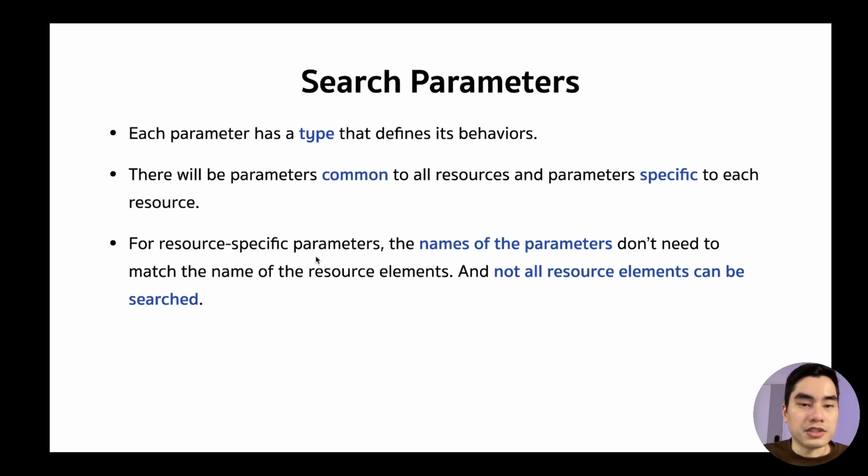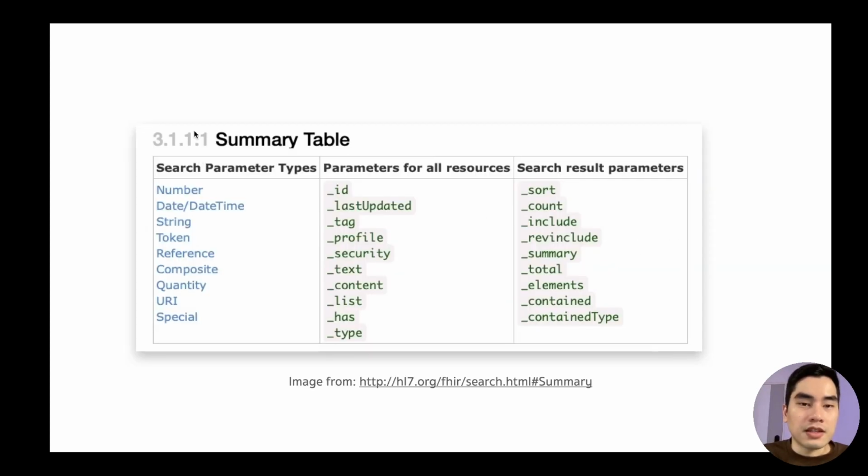For resource-specific parameters, the name of the parameter doesn't need to match the name of the resource element, and not all resource elements can be searched. Okay, so these three bullets seem confusing. I will show you one by one. This is a summary of searching in FHIR. You can visit it here.